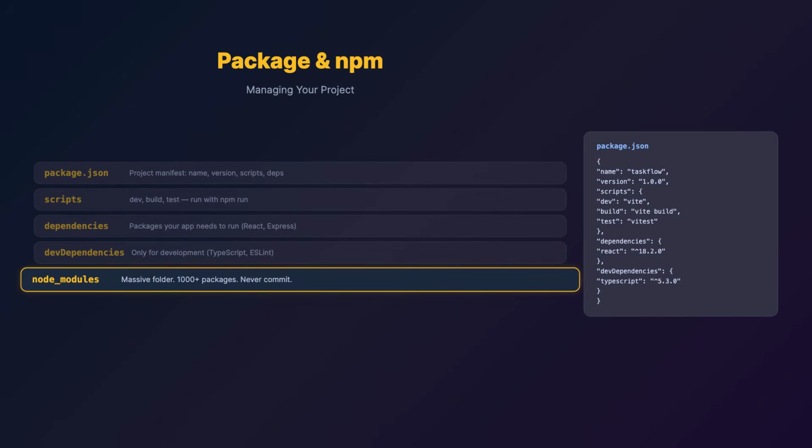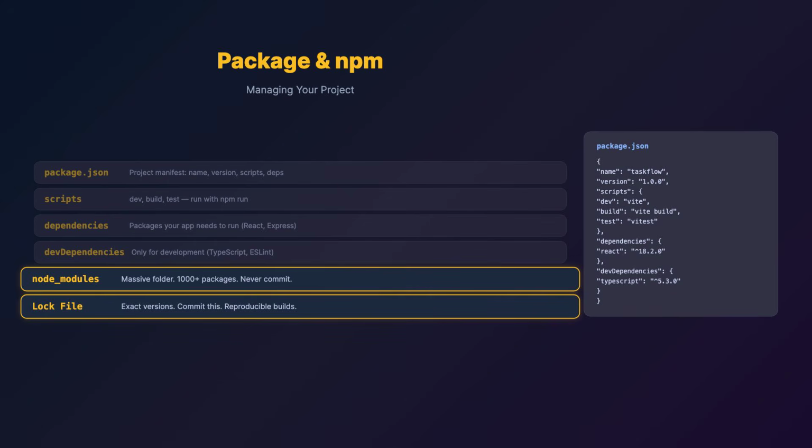npm install reads package.json and downloads everything into node_modules. The node_modules folder is massive. It contains every dependency and their dependencies. A simple React project can have over 1,000 packages in node_modules. Never commit node_modules to Git.